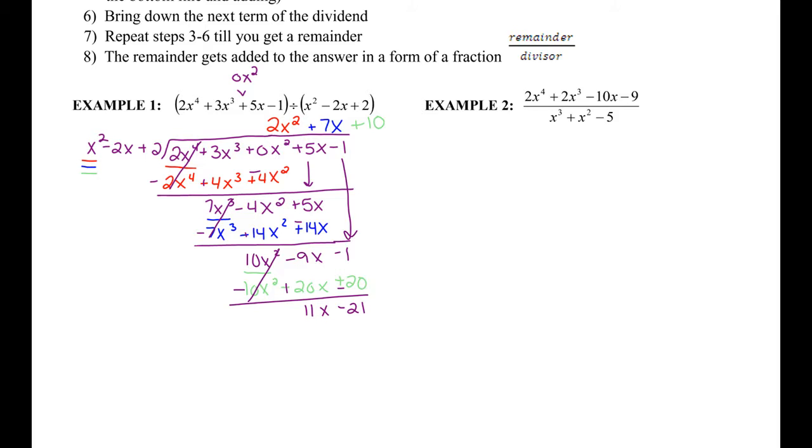Your answer is going to be written as 2x squared plus 7x plus 10, and your remainder gets added on in the form of a fraction. So we have 11x minus 21 in the numerator, and then the polynomial that you were dividing by in the denominator. So x squared minus 2x plus 2.